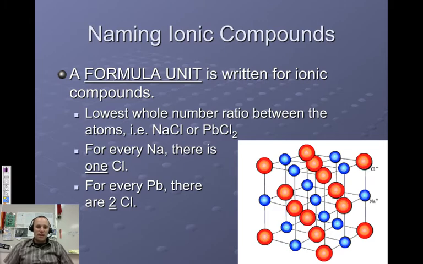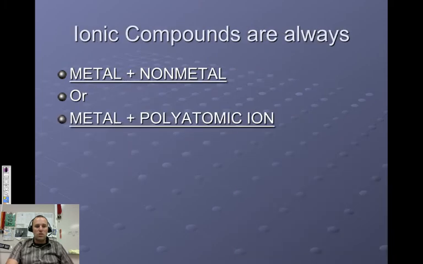Okay, but contrast that to lead-2 chloride as it's known. Lead, there's one lead, but there's 2 chlorines for every one lead atom. So their lowest ratio is 1 to 2, and that's what the formula unit shows.